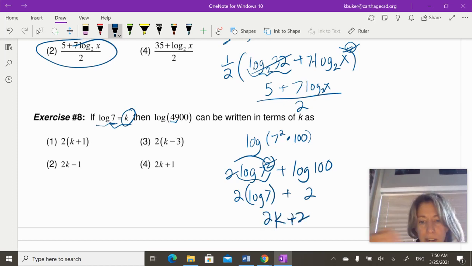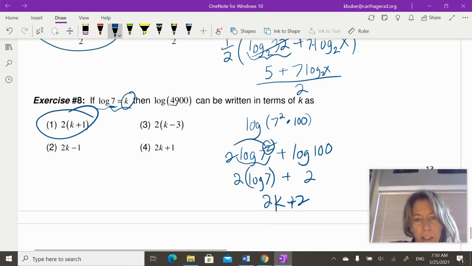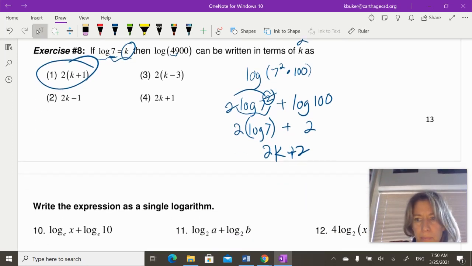And again, my answer is not there directly, but if I distribute the 2 on number 1, I do get 2k plus 2. So the equivalent answer is there. Don't stress out if you don't see your answer directly. Just think about it. Look for an equivalent answer.